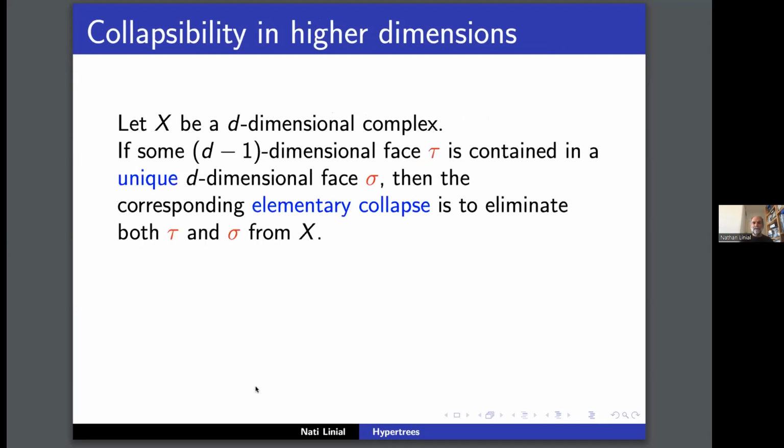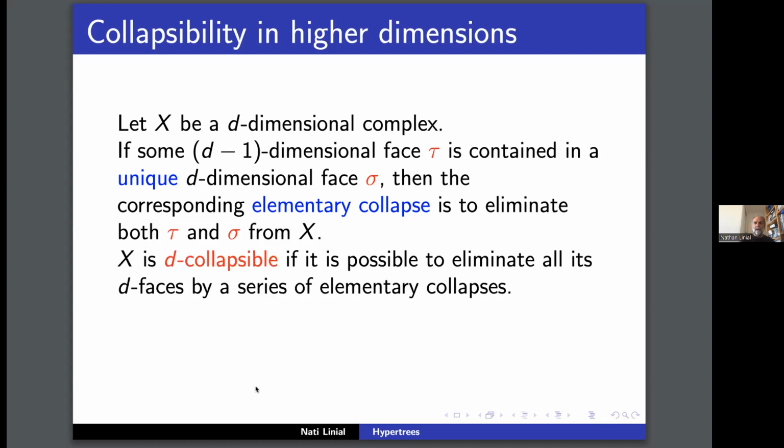Okay, so let's talk about collapsibility. You remember in the one-dimensional case in the world of graphs, an elementary collapse is I take a vertex of degree 1, and I throw away that vertex and the single edge that contains it. Here, a vertex is just a face of dimension 0, and there is a unique one-dimensional face which contains it, and we do something very similar here. If we find some (d-1)-dimensional face tau that is contained in a unique d-dimensional face sigma, then the corresponding elementary collapse is to throw away both tau and sigma. And we say that X is d-collapsible if by repeatedly doing such operations, we eliminate all the d-faces.